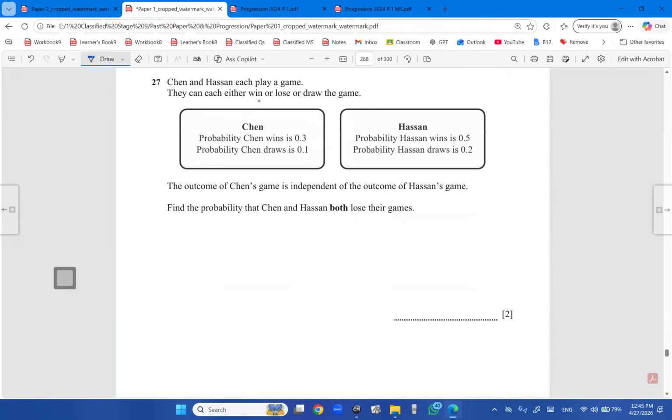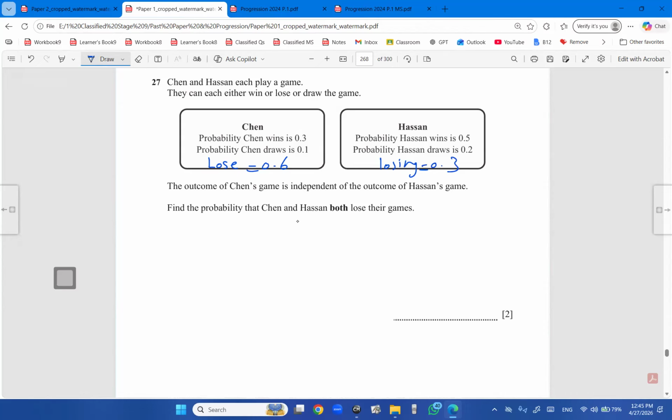Chen and Hassan each play a game. They can each either win or lose or draw the game. The outcome of Chen's game is independent of the outcome of Hassan's game. Find the probability that Chen and Hassan both lose their games. What is lose here? Probability of losing is 0.6. Winning is 0.3. Drawing is 0.1. Losing is the rest, 0.6. It is 1 minus these two. Winning is 0.5. Drawing is 0.2. So losing is the rest, 0.3.